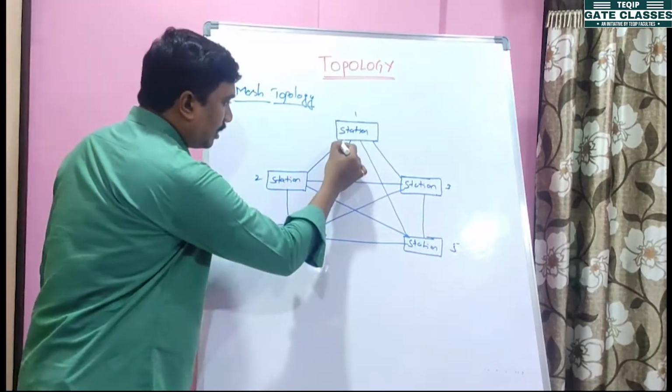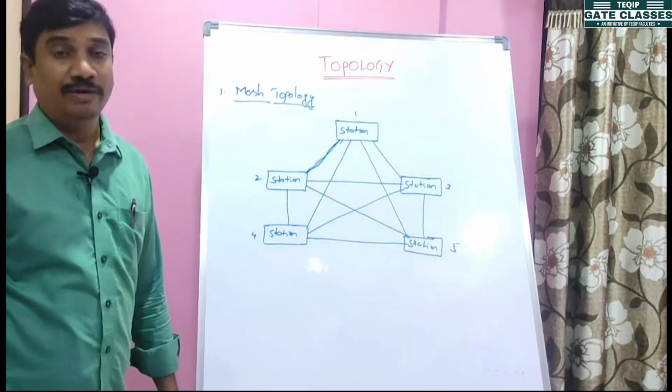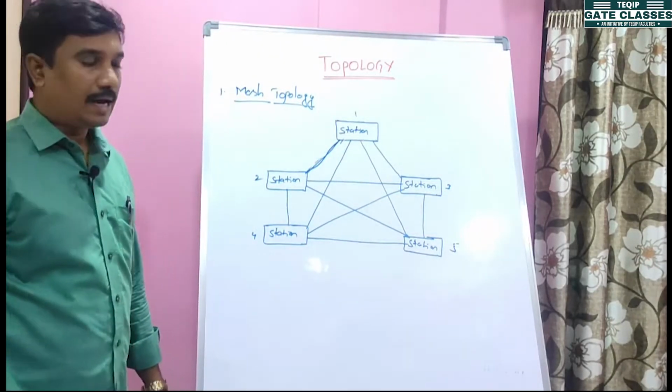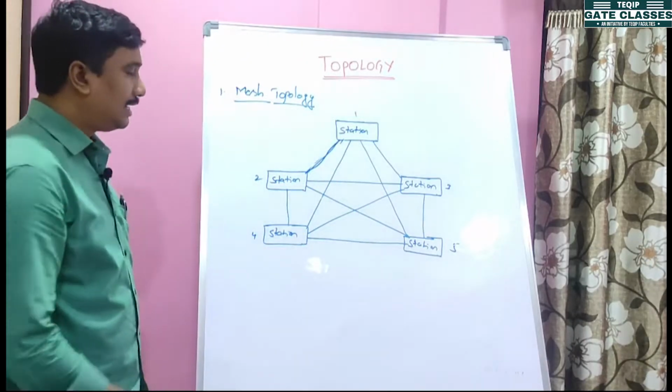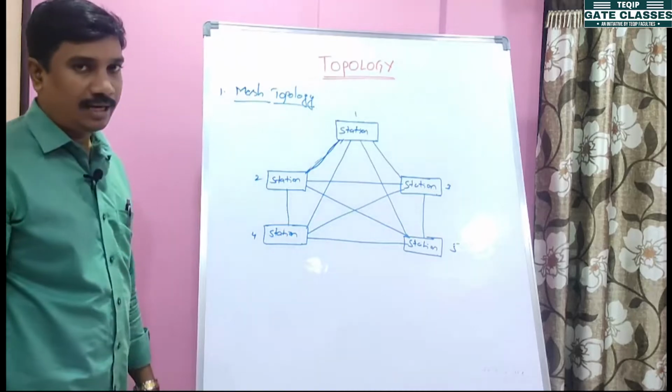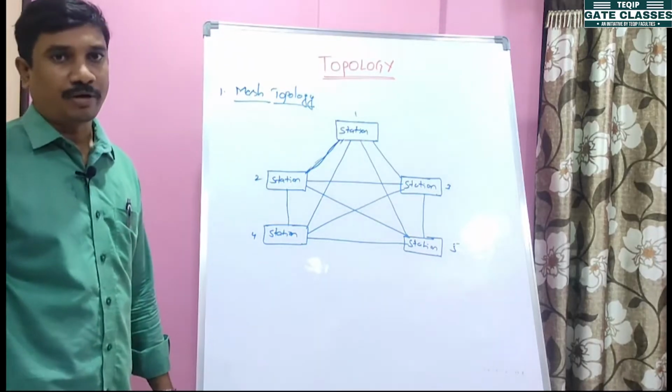So what are the advantages of these kinds of mesh topologies? If a dedicated path is provided, then the data transfer is very easy and there is no traffic. The data can be transferred very quickly, there is no congestion, and security is also provided.